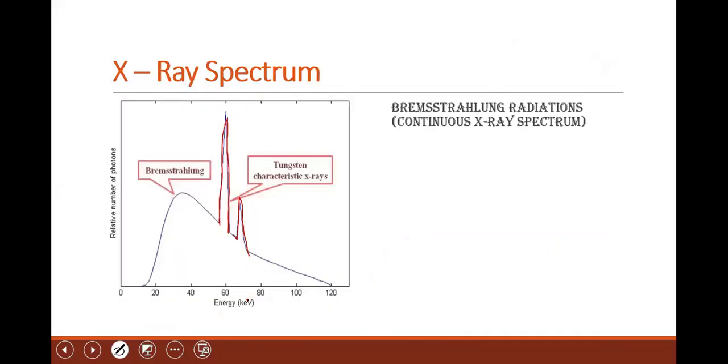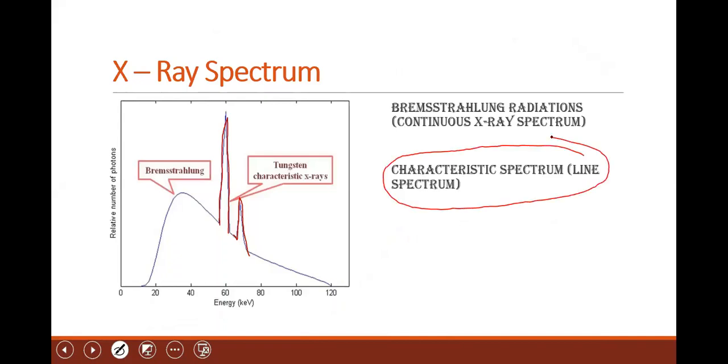The other spectrum is the line spectrum. This is the line. This line spectrum I will explain in the next class. This is also very, very interesting, and sometimes it is called the characteristic spectrum.